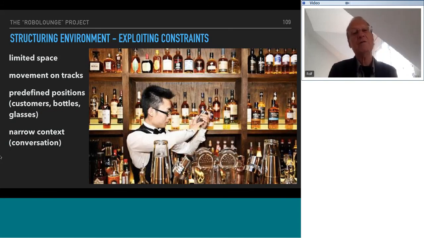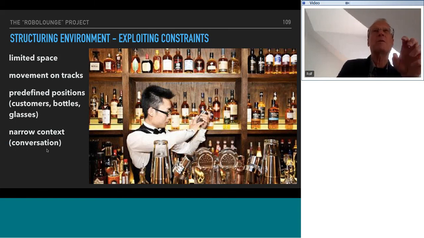We don't need to build a universal robot. We can exploit the structure in the environment. A bartender has very limited space. It doesn't even need to be able to walk. It just needs to move back and forth behind the counter. We have predefined positions for objects. We have a very narrow context for the conversation, and all this can be exploited.